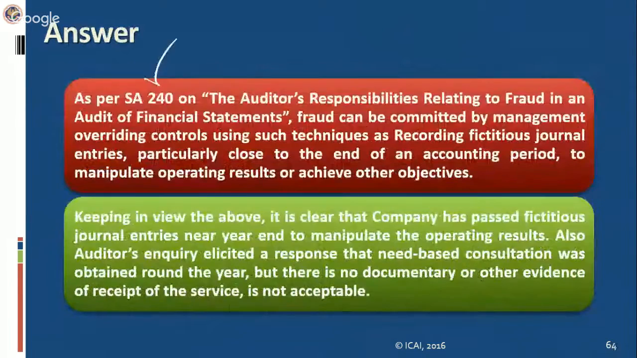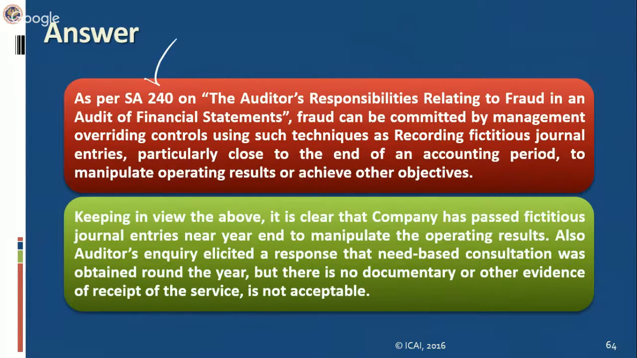These are the provisions given under SA 240 on the auditor's responsibilities related to fraud in an audit of financial statements, where fraud can be committed by management overriding the controls using such techniques as recording fictitious journal entries, particularly close to the end of an accounting period, and why the company would do so: to manipulate the operating results or to achieve any other objective. Keeping in view the above, it is clear that the company has passed fictitious or fake journal entries near year end to manipulate the operating results.